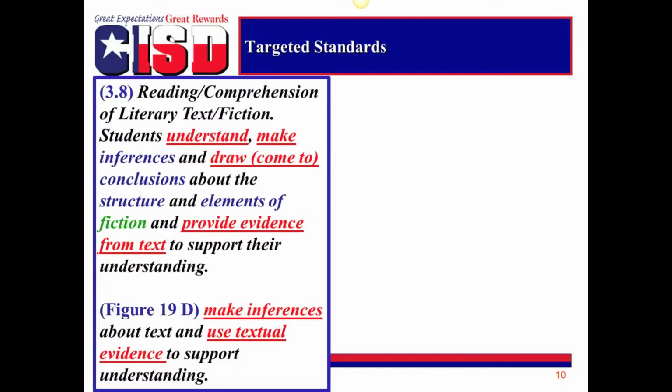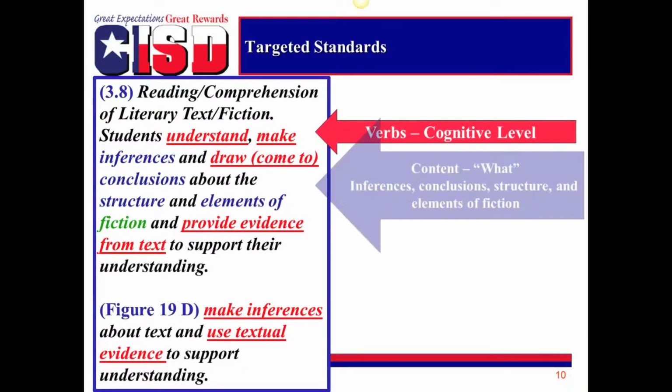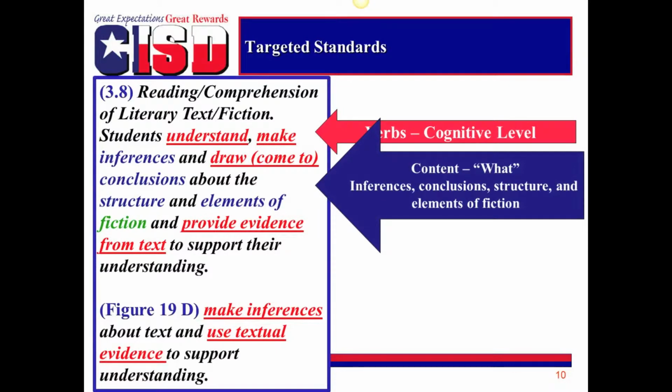3.8 reads, students understand, make inferences, and draw conclusions about the structure and elements of fiction, and provide evidence to support their understanding. Notice the different cognitive levels in 3.8, where Figure 19 is make, 3.8 is understand, make, and draw conclusions. The content here is the structure and elements of fiction, and the context is in the genre of fiction. So notice the similarities and the differences in Figure 19D and the knowledge and skill statement.